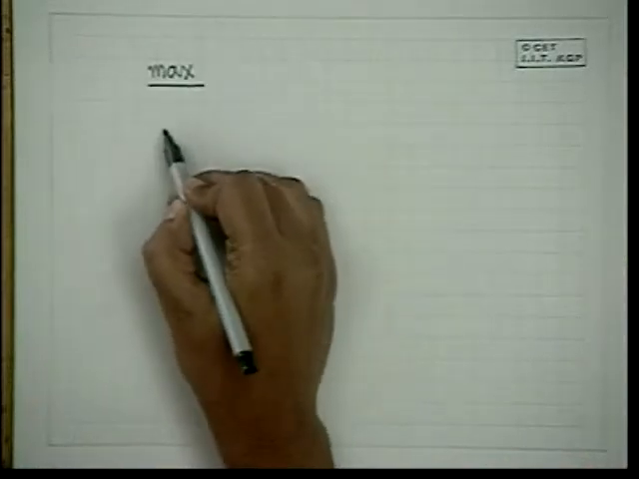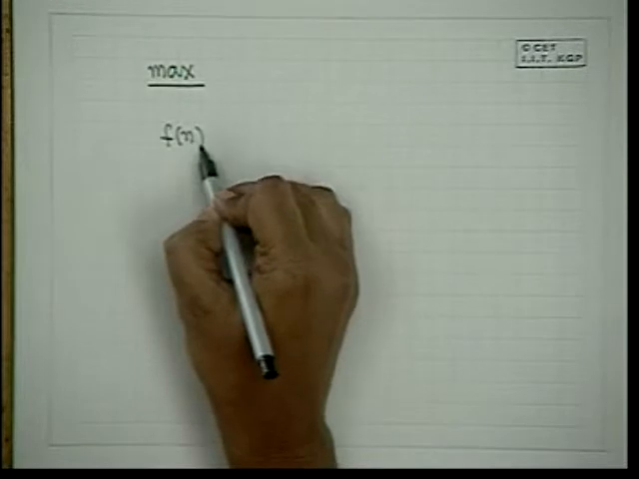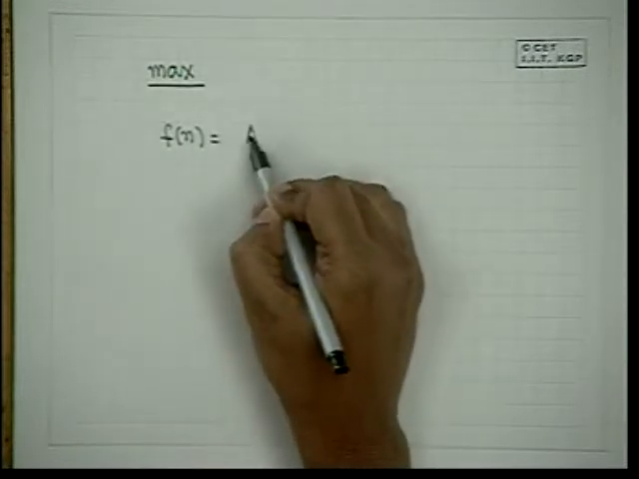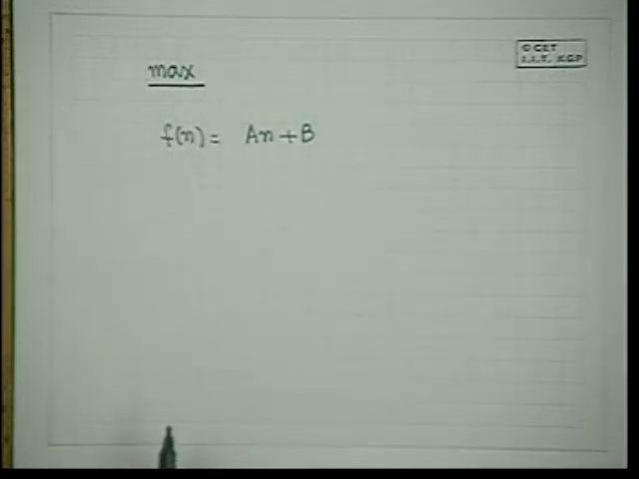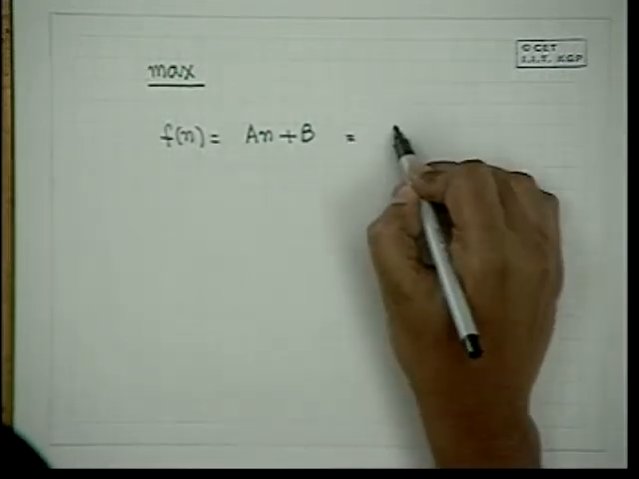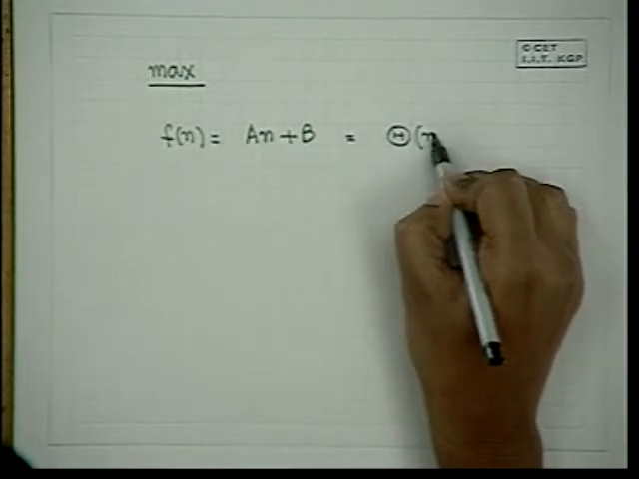again, we found out that Fn is of the form A n plus b, and we can say this is order n.